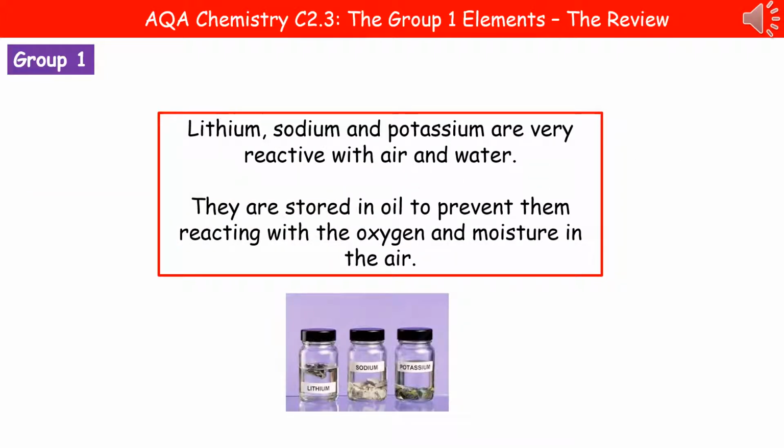Because we've got all of these elements within the same group, then they're all going to react in a similar way. And one of these things that they're going to do is they're actually very reactive with air and water. So when we've got those metals, we've got to store them in oil in order to prevent them from reacting with the oxygen and the moisture in the air. So whenever you've seen these in class, they come in these little bottles floating around in this weird liquid, and that's oil to stop them reacting with the oxygen and moisture that's present within the air.